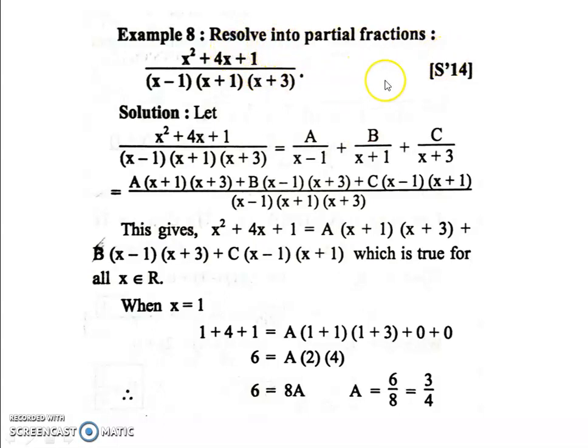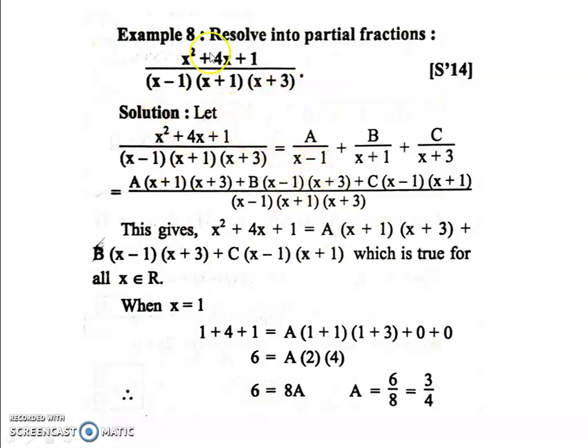Again, resolve into partial fractions (x square plus 4x plus 1) upon (x minus 1)(x plus 1)(x plus 3). These three are non-repeated factors. In the numerator, x square plus 4x plus 1 is available. These are unique and distinct factors, so we write it equal to capital A upon x minus 1 plus capital B upon x plus 1 plus capital C upon x plus 3. So the LCM is (x minus 1)(x plus 1)(x plus 3).